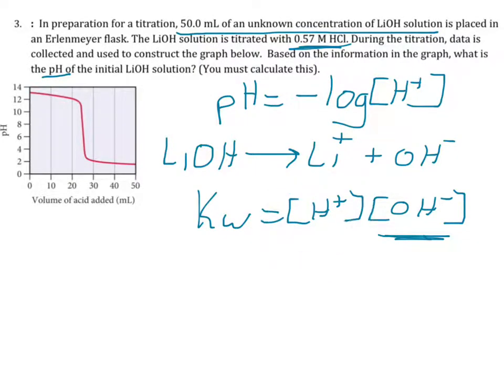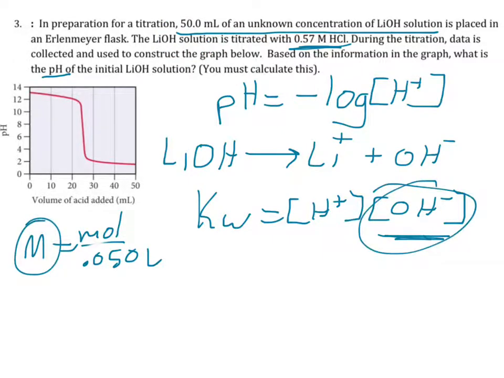But how do we get this? Well, that is the concentration of the hydroxide ion. And again, concentration is molarity. Molarity is equal to moles over liters. And the problem gives us the liters, all right? It gives us 0.050 liters, which is this right here, just converted to liters. And to calculate the molarity, which is what this is right here, we need the moles.